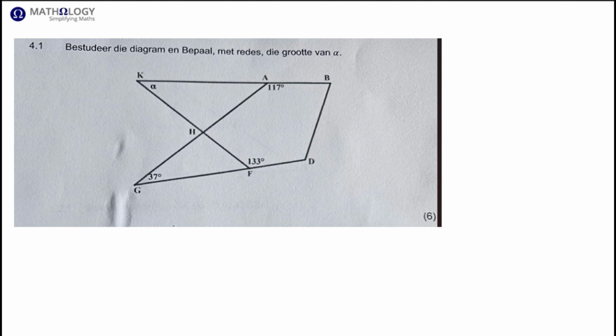Okay, not much information has been given here. We have to assume that all the lines are straight. The question really should specify that all lines are straight. We have 117 degrees, 133 degrees, alpha, which we're required to find the value of, and 37.